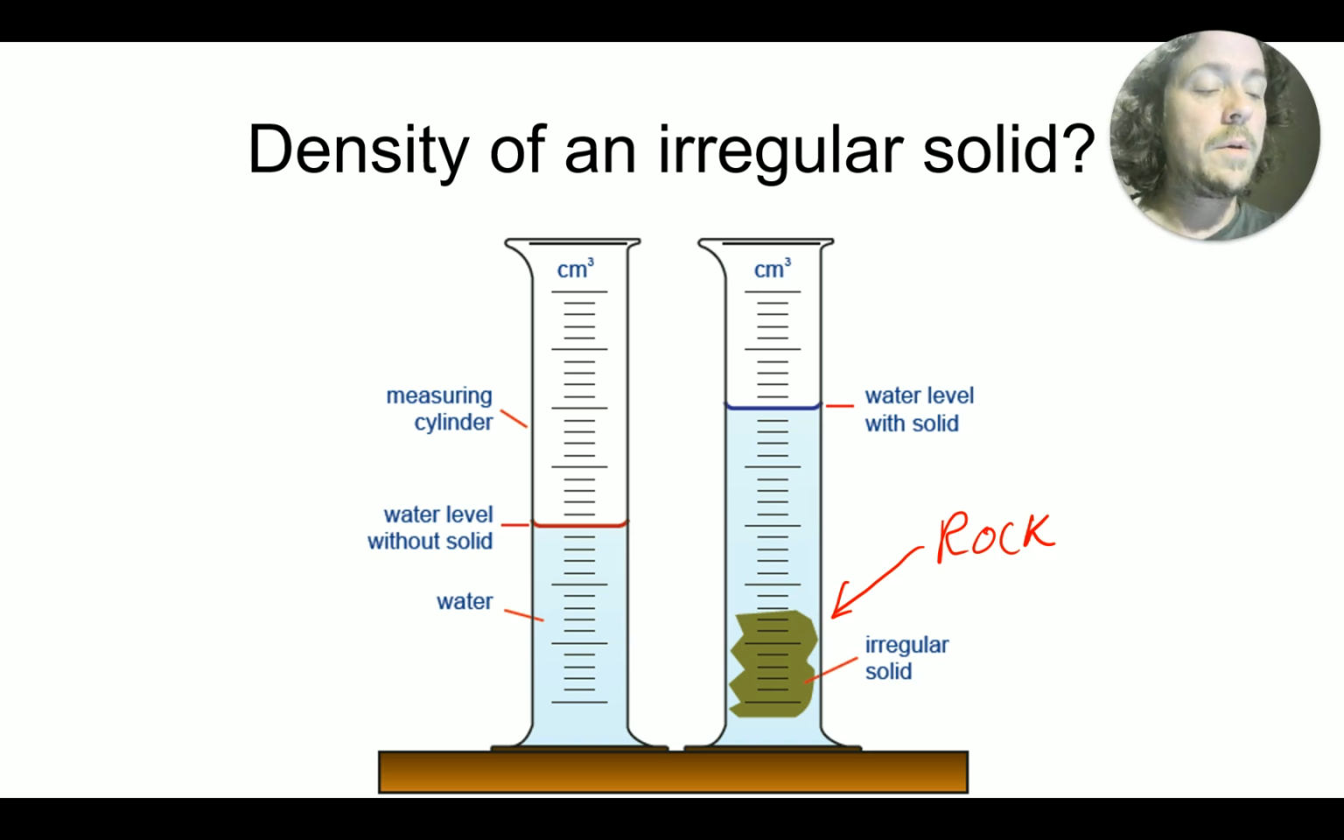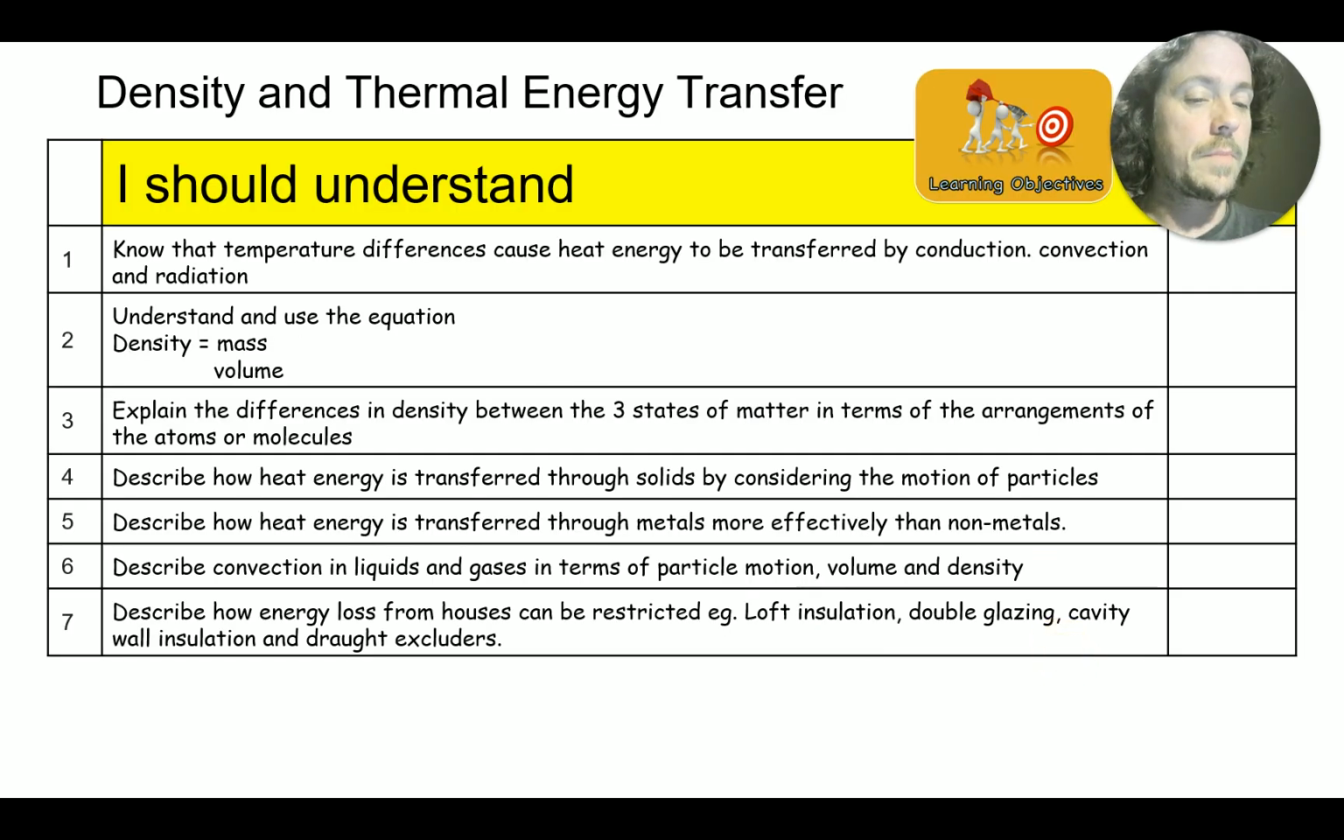of the rock. So there's a change in volume, and that change in volume is equal to the volume of the rock. So that's how we work out the volume of an irregular solid, and then of course we can quite simply use our density equation as before, as long as we know the mass of the rock.